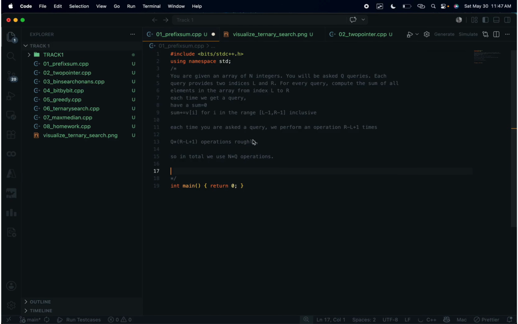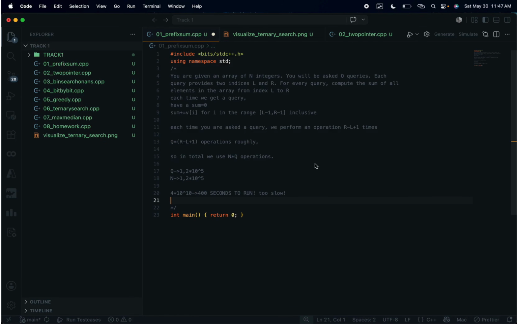Now in most questions what you would see is the range of Q can be anywhere between 1 and 2 into 10 power 5. And similarly N is also between 1 and 2 into 10 power 5. This means that the number of operations we used is about 4 into 10 power 10, which as we learned earlier would take about 400 seconds to run. Too slow.